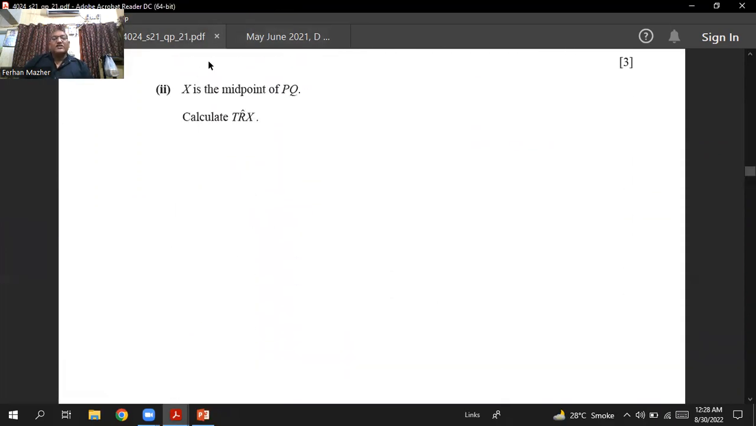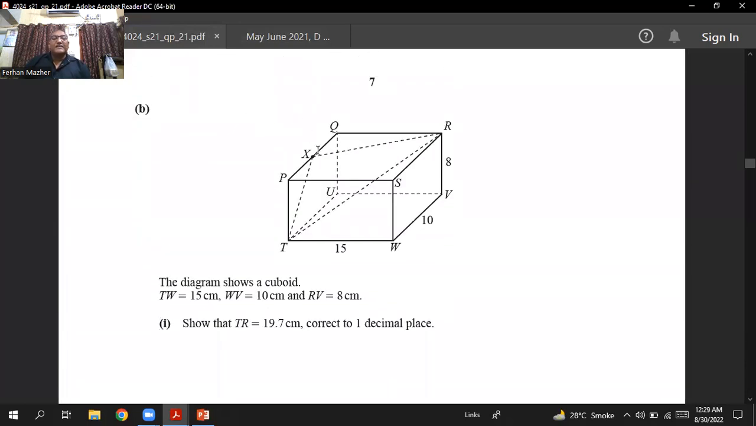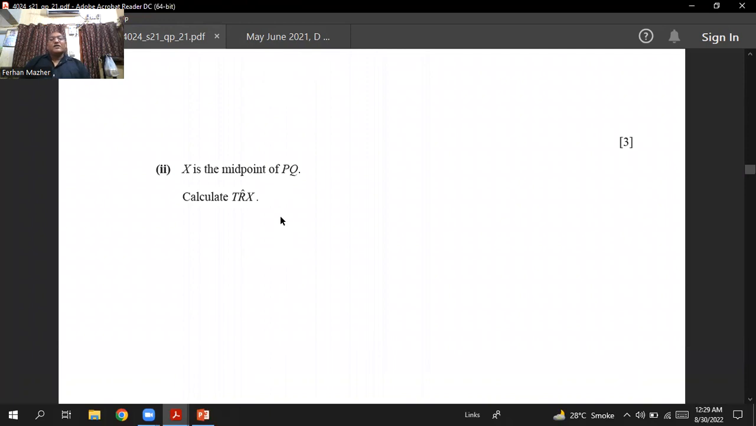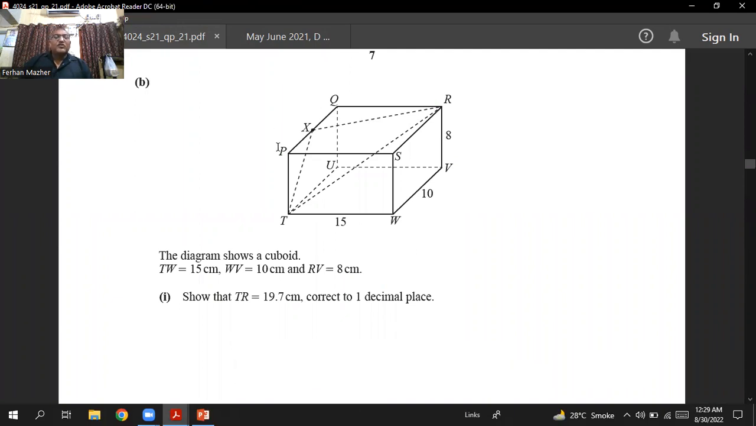Okay, then their question is, he says X is the midpoint of the PQ. Calculate the angle TRX. So they want me to find out this angle TRX. Okay. So first of all, I will take that right angle triangle PXT. I will find out the length PT. Then I will find out the length XR. I already know the TR. Then once I know the 3 sides, I can easily tell this angle at R.